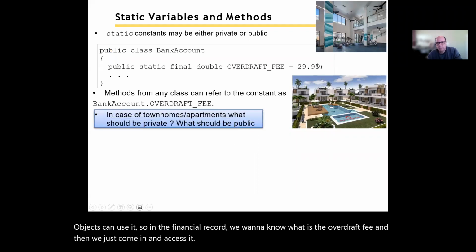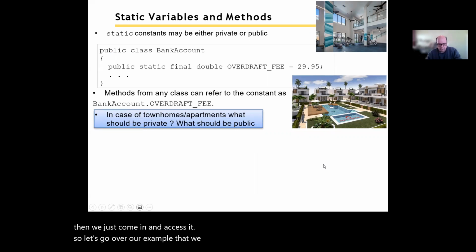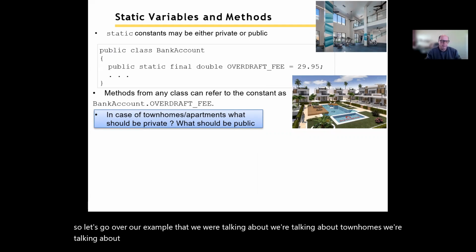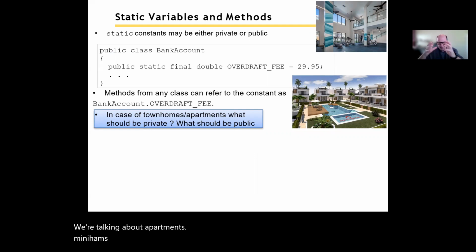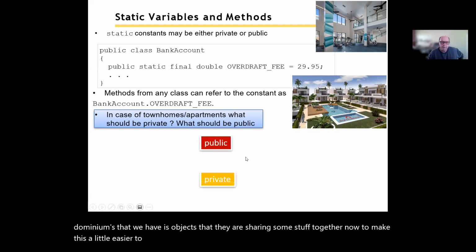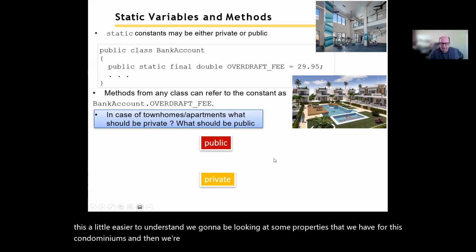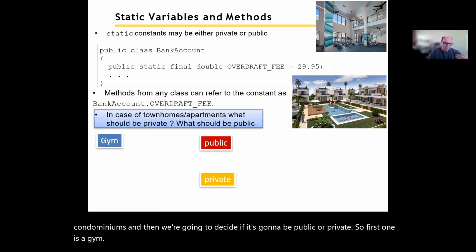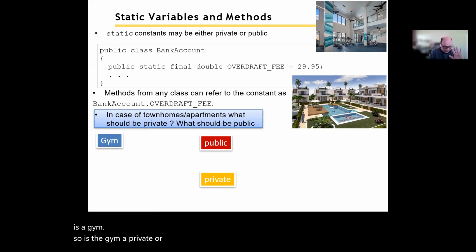So let's go over our example that we are talking about. We're talking about townhomes, apartments, condominiums, where we have these objects that are sharing some stuff together. Now, to make this a little easier to understand, we're going to look at some properties that we have for these condominiums, and then we're going to decide if each is going to be public or private. So the first one is a gym. Is the gym private or public? Let's think about it.